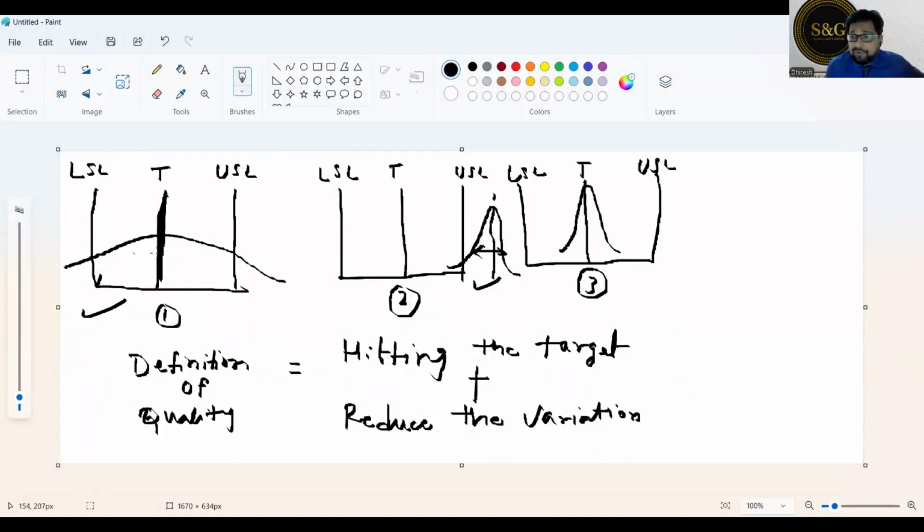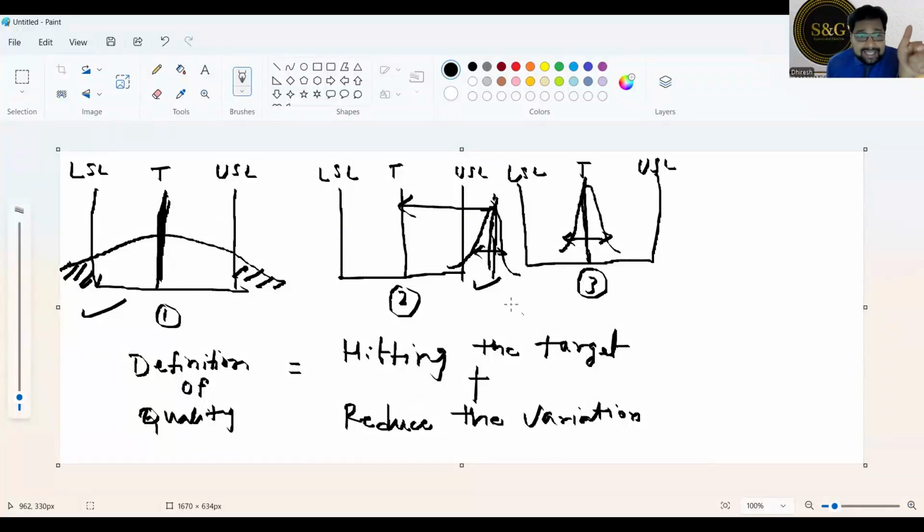So in this case, the first process is hitting the target, but the variation is very high. So all these things are rejection, correct? The second process, the variation is very low, but it is not hitting the target. Look at the distance from the target, very high distance. But the third process is exactly hitting the target and the variation is also low. And this is what we are expecting. The quality definition in Six Sigma is hit the target and reduce the variation.